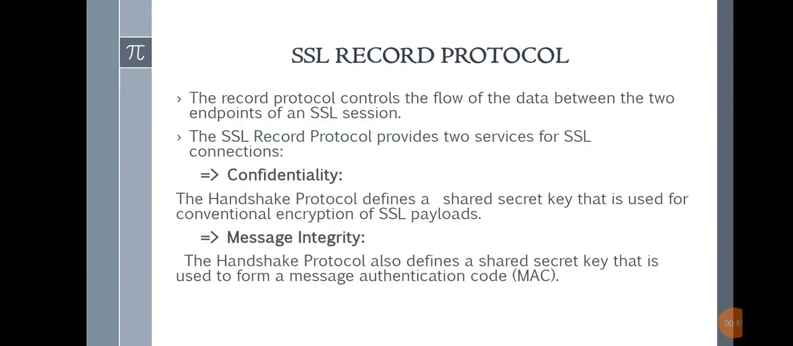The main function of the SSL Record Protocol is to control the flow of data between the two endpoints in an SSL session, and to provide two services: confidentiality and message integrity for the SSL connection. Confidentiality means making sure that only authorized persons have the right to access or open the data, and it is achieved by using an encryption method. Message integrity means that the content of the message doesn't get altered by any third person, and it is achieved by using a MAC code. These are the two services provided by the SSL Record Protocol for SSL connections.